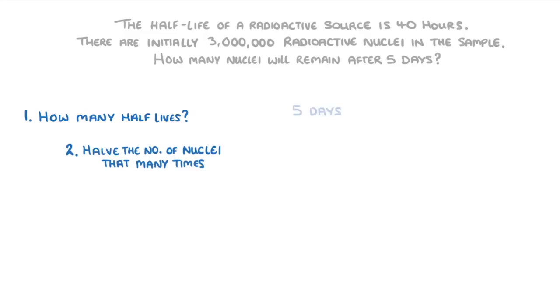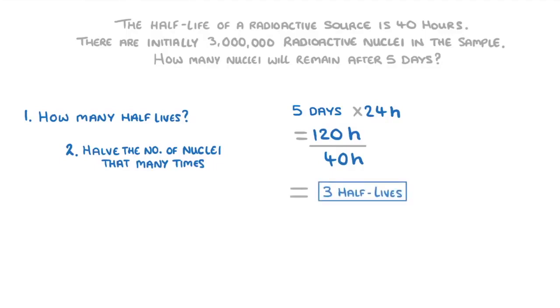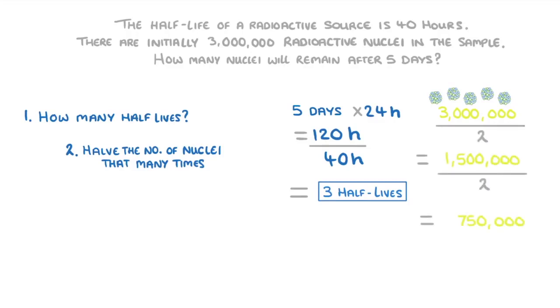So first, we need to take 5 days and times it by 24 hours to get 120 hours. And we can then divide that by 40, which is the source's half-life, to find out that the sample will have undergone 3 half-lives. So then we just take our 3 million radioactive nuclei and half them 3 times to get 1.5 million, 750,000, and finally 375,000, which would be our final answer.